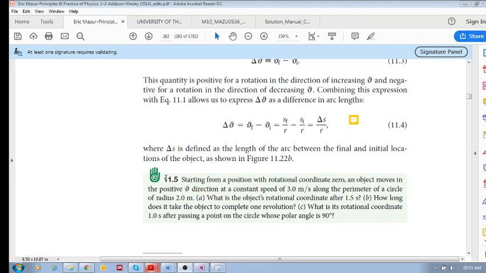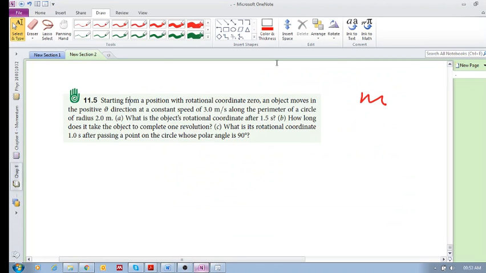Okay, so I want to do 11.5, checkpoint 11.5. Let me go into OneNote. Okay, so it says, starting from a position with rotational coordinate 0, an object moves in the positive theta direction at a constant speed of 3 meters per second along the perimeter of a circle of radius 2 meters. What is the object's rotational coordinate after 1.5 seconds? Okay, so how are we going to solve this?